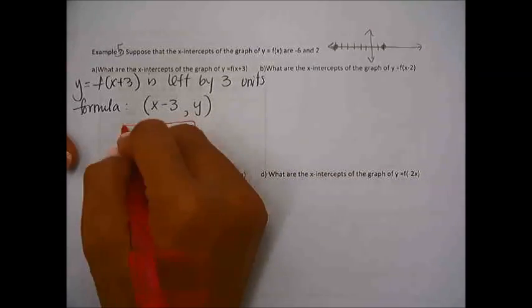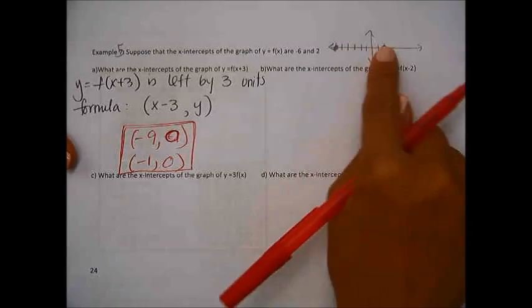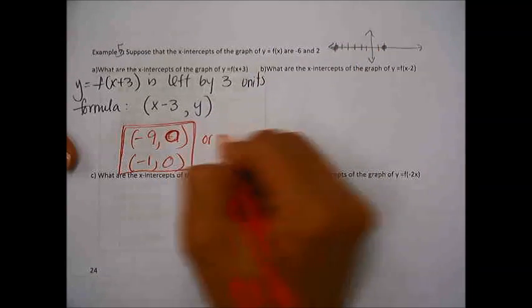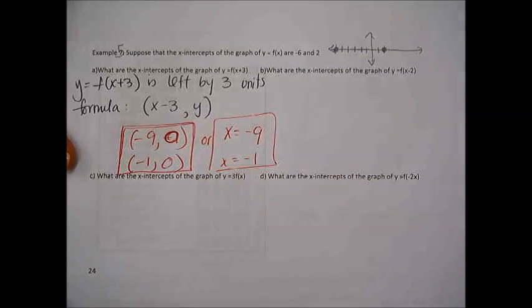So these are my two x-intercept locations. X-intercept meaning y is 0. Or you can even write x equals -9 and x equals -1, and I will be just as happy.